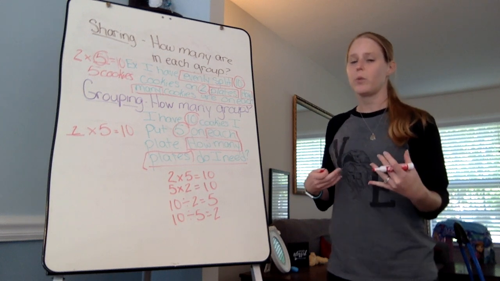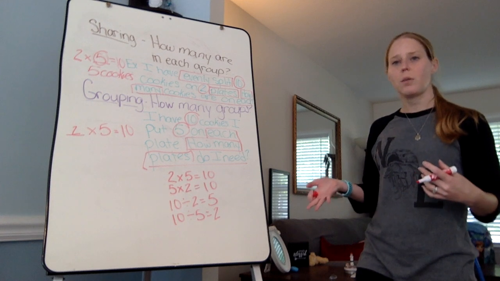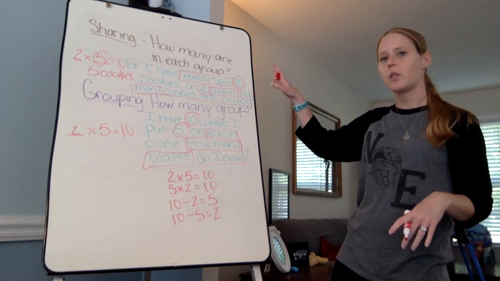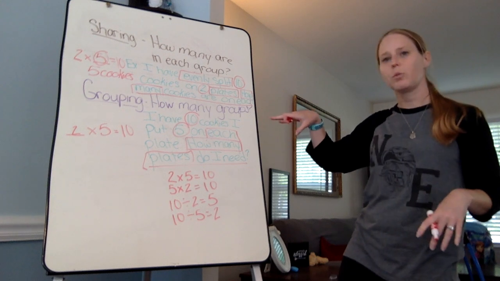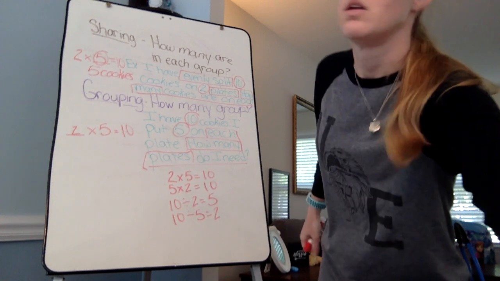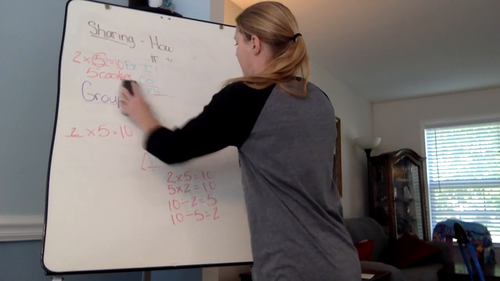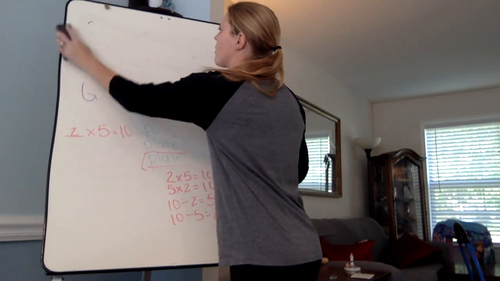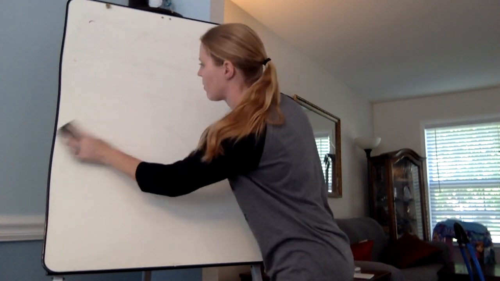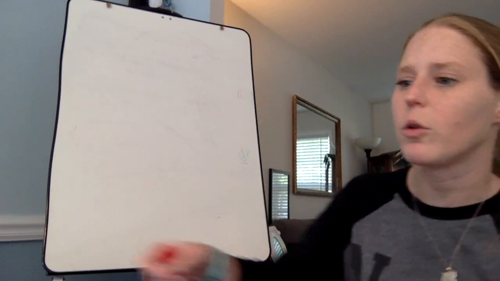If you're really comfortable with your multiplication, use that multiplication to help you figure out your unknown number in your division equation. So, sharing, how many go in each group? Grouping, how many groups do I have? Let's look at 2 more problems together. Let me erase this board. And let's figure out if this one is sharing or grouping.